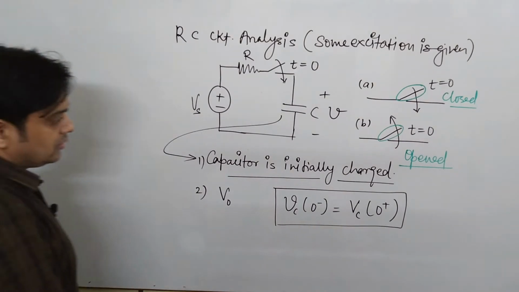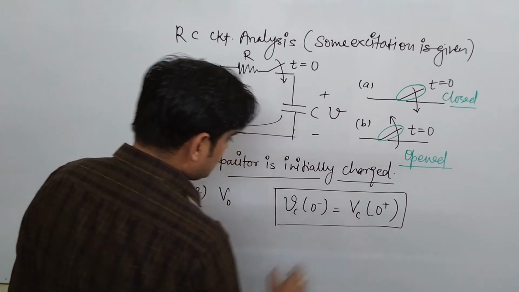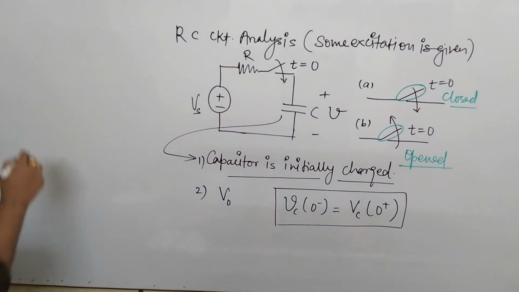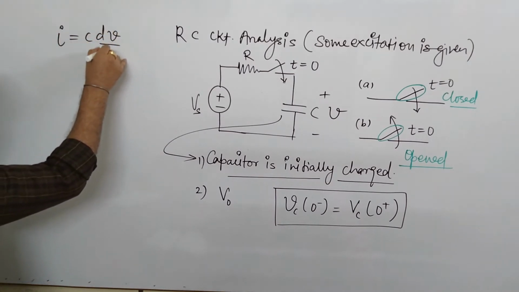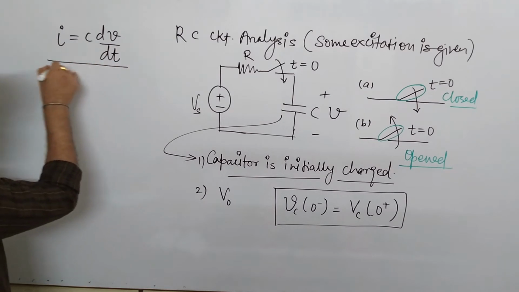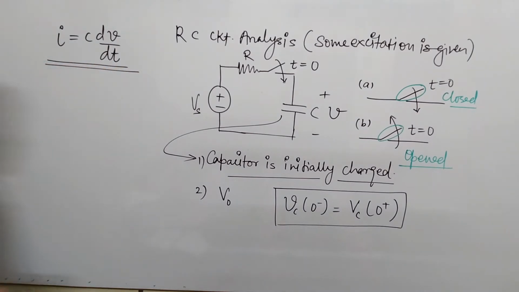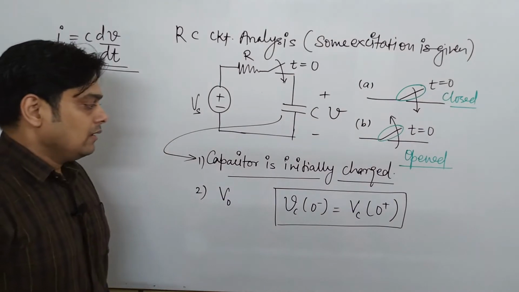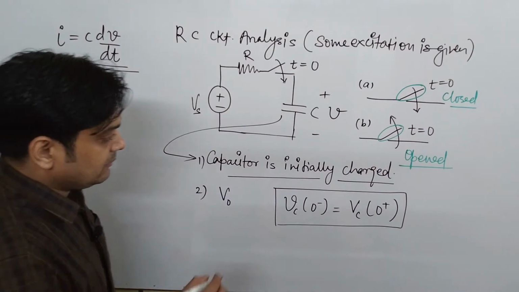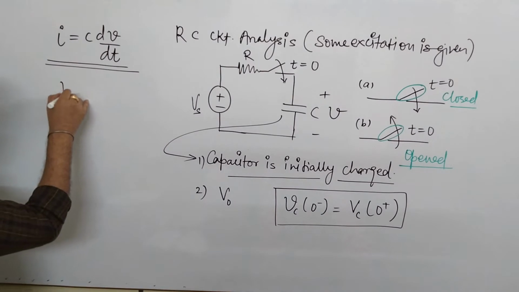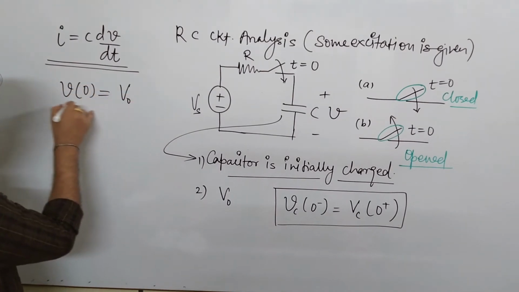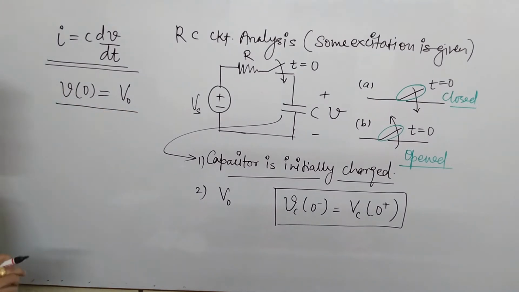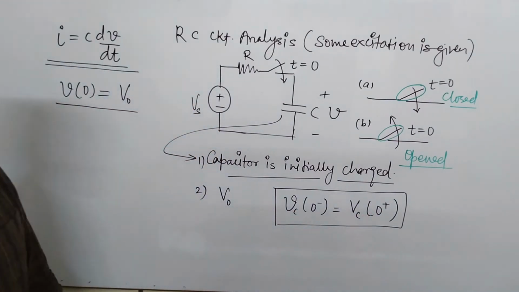Now the question comes to your mind: what is VC0 negative and what is VC0 positive? You know that the current across the capacitor is C dV by dt. Yes, this is the current equation. I said the initial voltage in my previous video, so I have just mentioned it here as V0, and I call this voltage the initial voltage. So now, what is 0 negative and 0 positive instant?